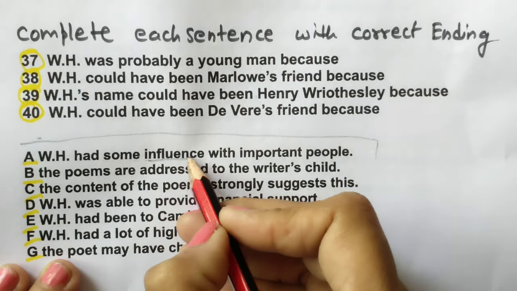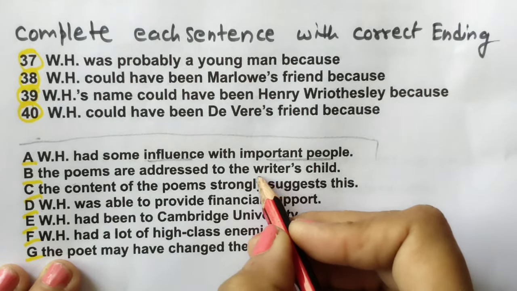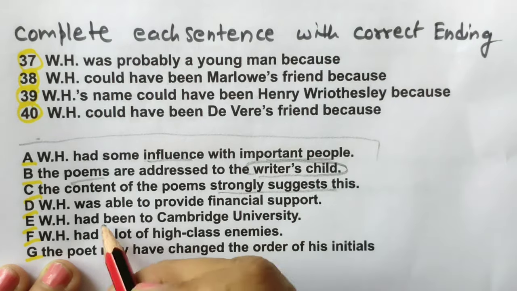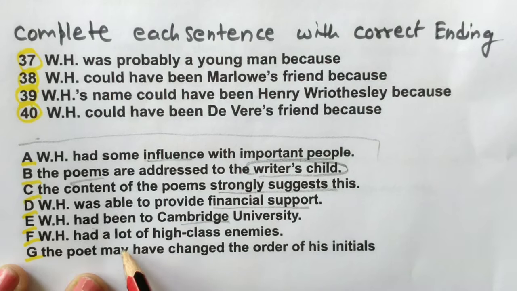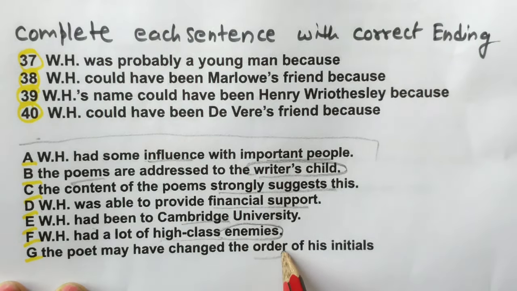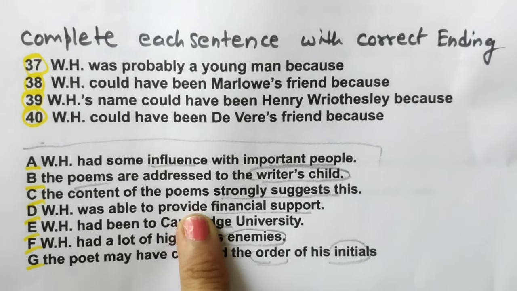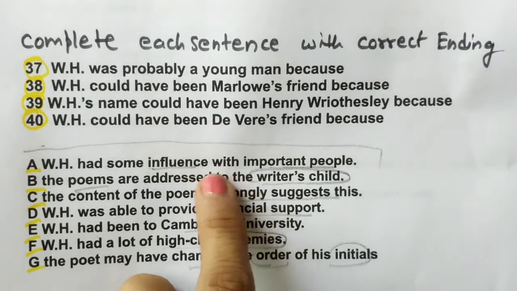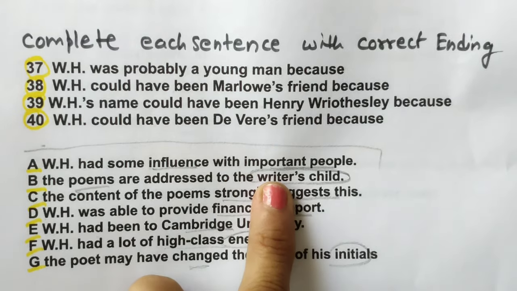Had some influence with important people. Poems are addressed to the writer's child. Content of the poem strongly suggests this. He was able to provide financial support. He has been to Cambridge University. He had been a high class enemies. Poet may have changed the order of his initials. Okay. Now we have understood, because 30 seconds are more than enough to read these kinds of options. Because we have to read once and go through the keywords.